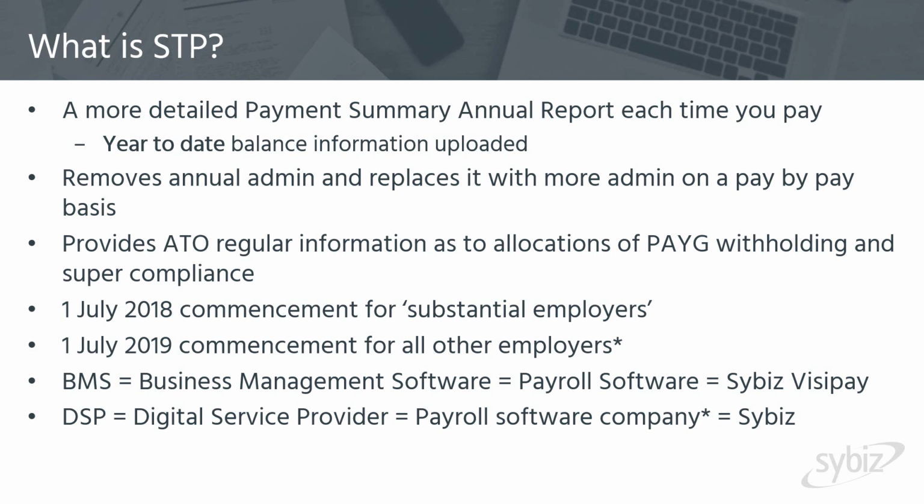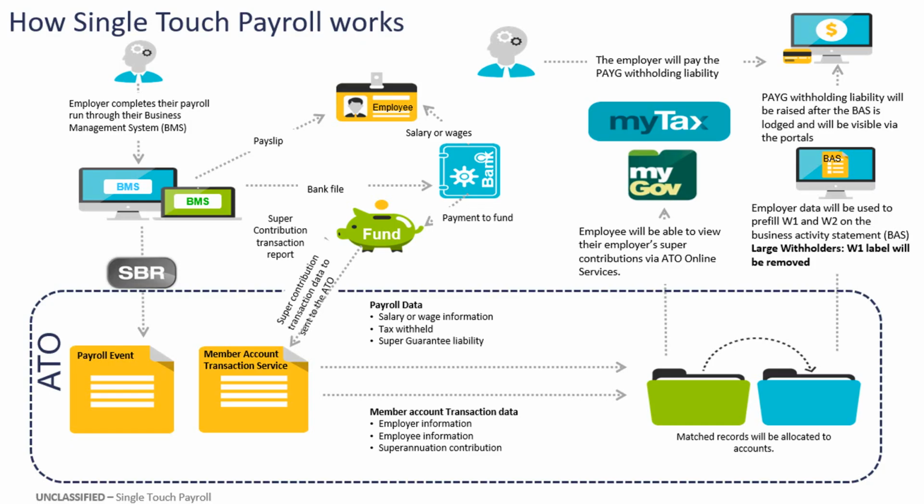Now, just a little bit of jargon, you may see some of these terms throughout the course of your interactions with the ATO in the lead up to the launch of Single Touch Payroll. BMS is an acronym meaning Business Management Software, and for these purposes you can think of it as payroll software or Sybiz VisiPay. And another new bit of lingo that you may not have heard of is your DSP, which is your digital service provider. And again, you can think of that as a payroll software company. So in this instance, Sybiz. So a little bit of jargon to get used to.